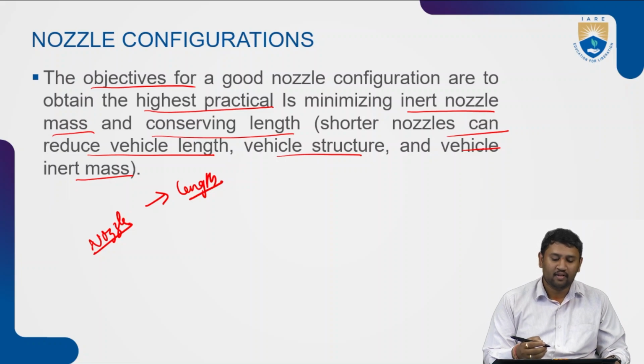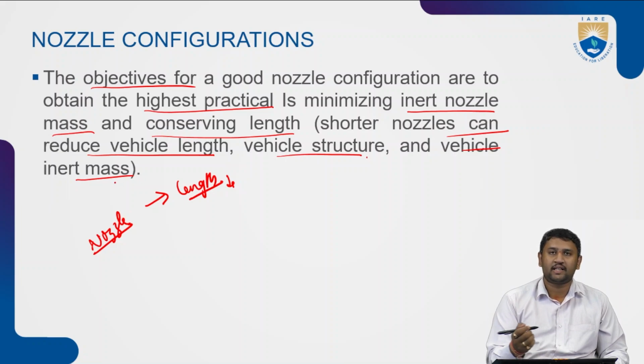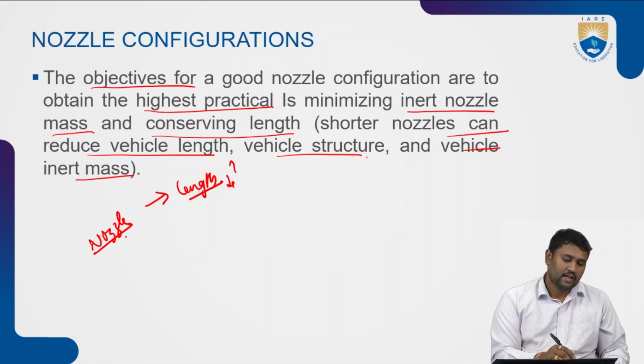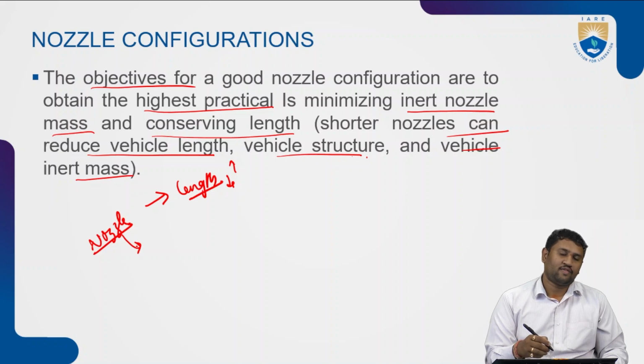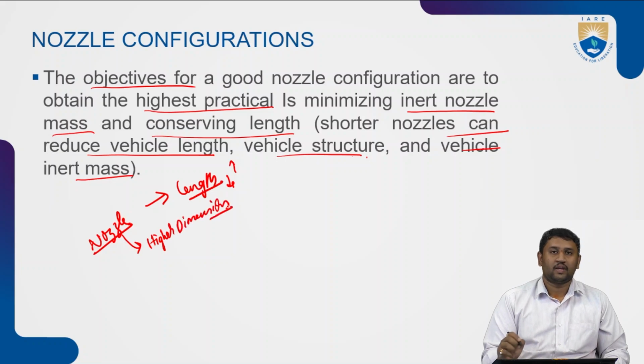So later on, as the length decreases, the performance of the vehicle also decreases, as well as the vehicle structure and vehicle unit mass. If the length increases, proportionately structure as well as unit mass gets changed. Now, if we are carrying a nozzle of higher dimension, then what are we supposed to do?